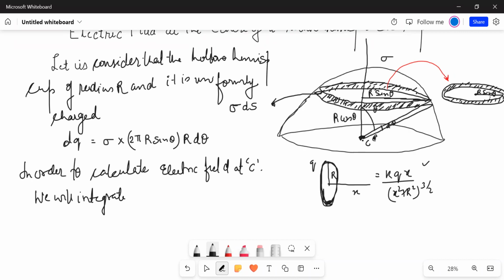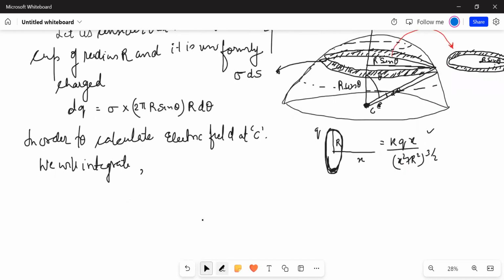So for example, because of this particular elemental ring, there would be some electric field here. Then you consider another ring from here, whose contribution to electric field you can find here. Then another ring from here, and all these small elemental rings, you can keep on finding those electric fields and their contribution at this particular center C, and effectively adding all these contributions is equivalent to integrating. So we'll integrate the net electric field due to this particular ring.